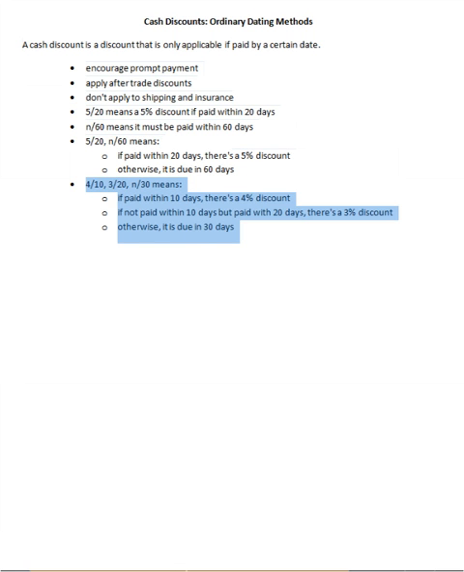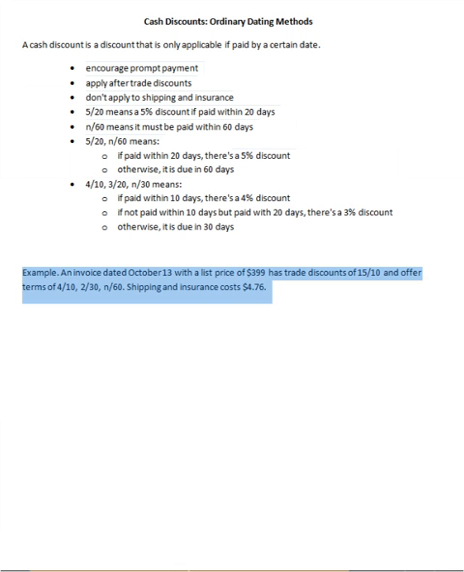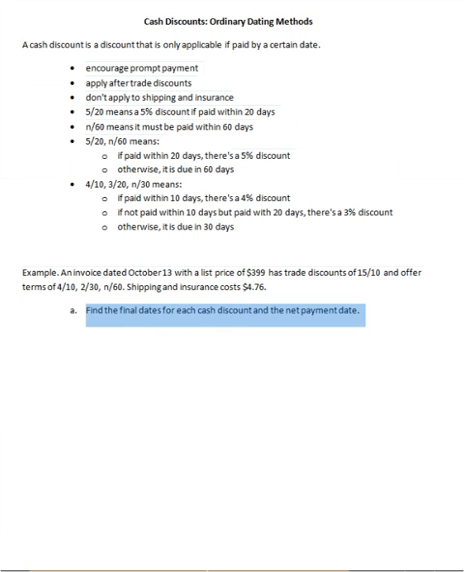Alright, so let's look at an example where we first have to figure out which discount applies, and then how much is owed. We have an invoice dated October 13th with a list price of $399, with trade discount of 15/10, and offer terms 4/10, 2/30, n/60, and shipping and insurance costs $4.76. Now we're going to have a two-part question for this. A, find the final dates for each cash discount and the net payment date, and B, find the net cost if paid on November 5th.